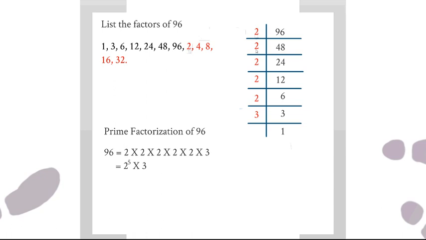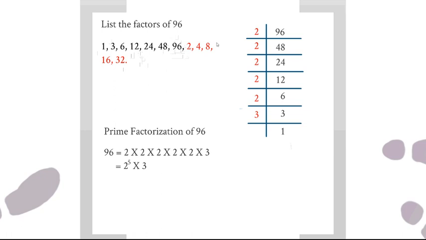The next factor is 2 times 2 equals 4. The next factor is 2 times 2 times 2 equals 8. The next factor is 2 times 2 times 2 times 2 equals 16. And the next factor is 2 times 2 times 2 times 2 times 2 equals 32. The next factor will be 2 times 2 times 2 times 2 times 2 times 3, and this is 96 itself. But I had earlier included 96, so I don't have to include it again. But if you did not include 96 earlier, you will have to include it.